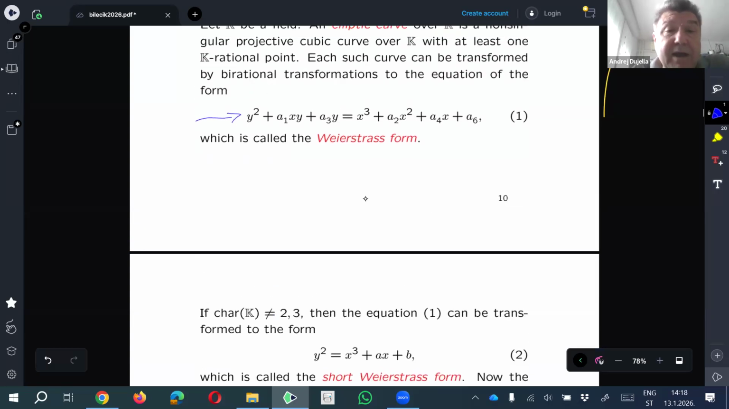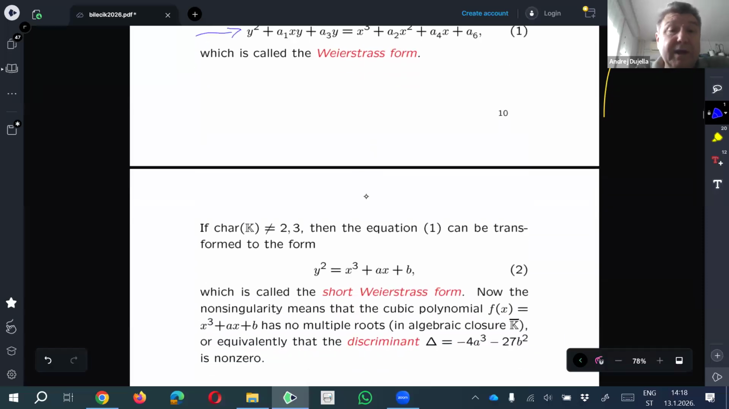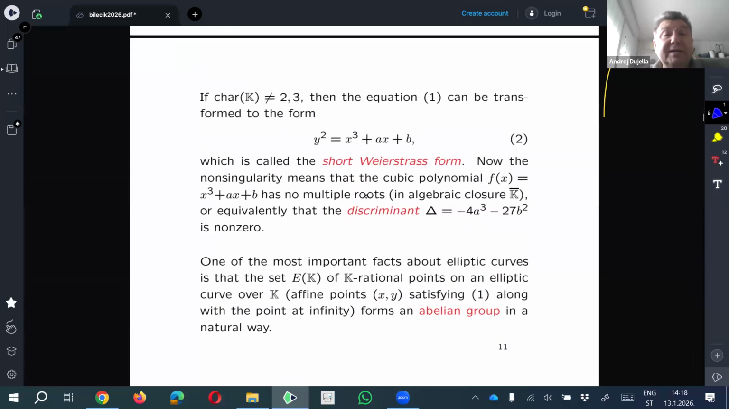In fact, since I am mostly interested in elliptic curves over rationals, namely over a field of characteristic 0, the elliptic curve can be further simplified into what is called the short Weierstrass form. And then non-singularity means that this cubic polynomial has no multiple roots, or equivalently that the discriminant is non-zero. And one of the most important facts about elliptic curves is that the set of k-rational points forms an abelian group in, say, a natural way.